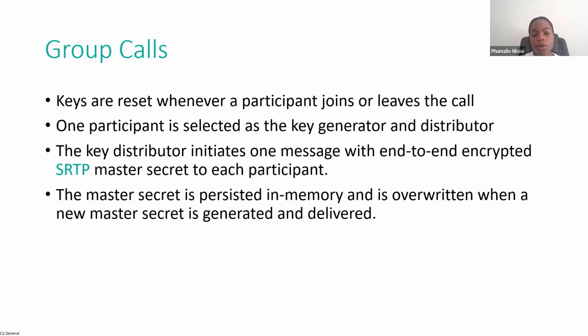So what about group calls? Well, unlike one-to-one calls, keys are set whenever participants join or leave the call. When a participant joins or leaves the call, one participant is selected as key generator and distributor, which means that participant will generate the SRTP master and then distribute it to all the participants, and the call will be encrypted using that new SRTP master secret key. The master secret key is stored locally on all those devices that are active on the call, and WhatsApp does not have access to it.